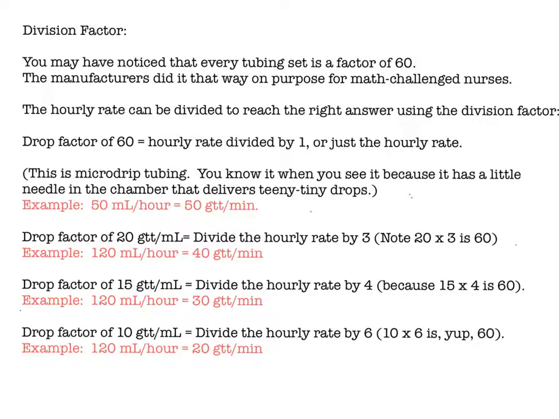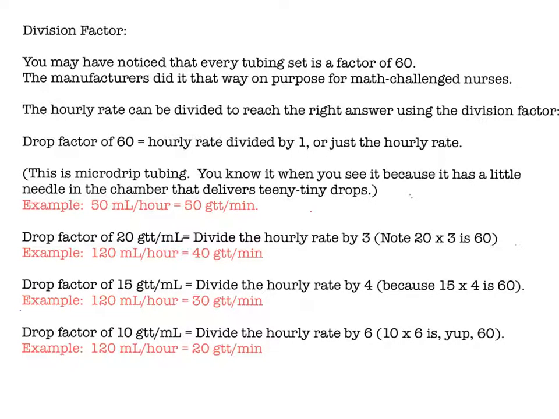And when I set this up in dimensional analysis, you'll see how it makes sense. But anyway, if you have a rate that's 120 mLs per hour, you divide by 3 to get 40 drops per minute. And that's the division factor for tubing with 20 drops per ml. If your tubing has 15 drops per ml, you're going to divide the hourly rate by 4. 15 times 4 is 60. So using that same order, 120 mLs per hour, you get 30 drops per minute.